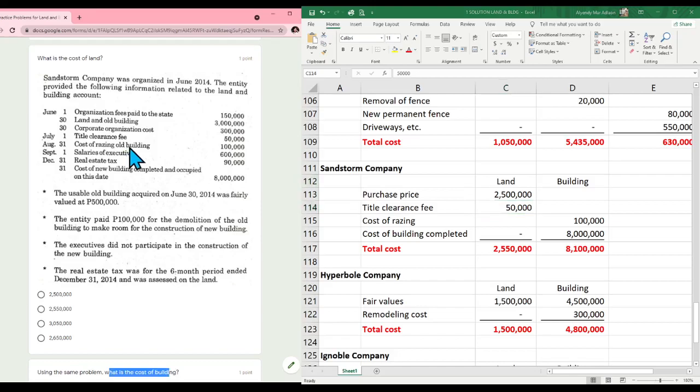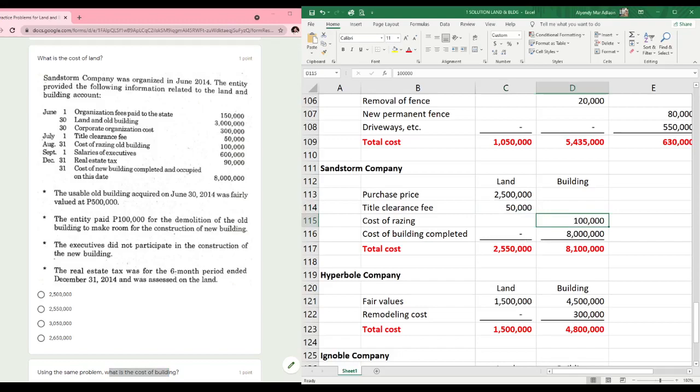Cost of raising the old building. Okay, so for the cost of raising, it is stated here in bullet number 2 that the entity paid 100,000 for the demolition of the old building to make room for the construction of the new building. So take note of the reason for the construction of the new building. So that would be under the building.